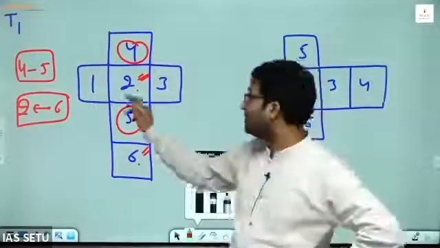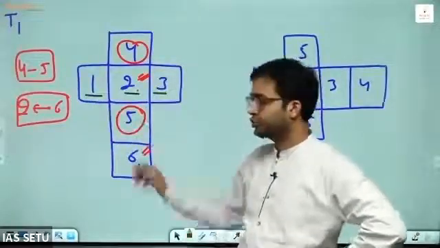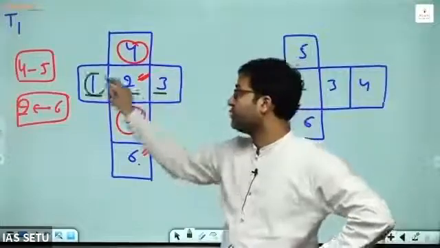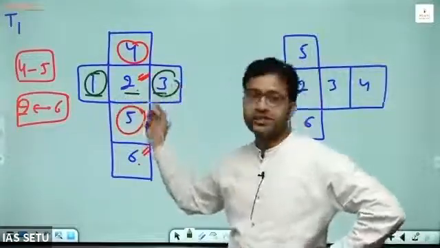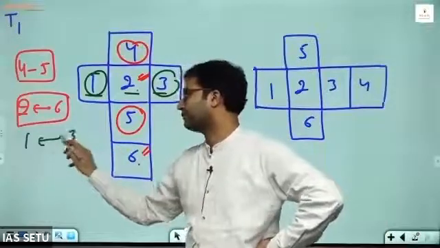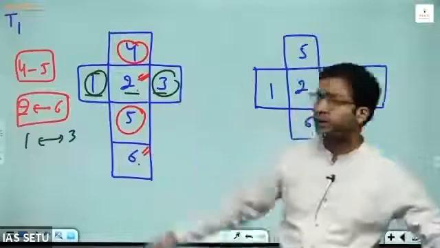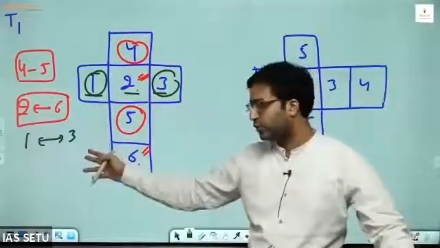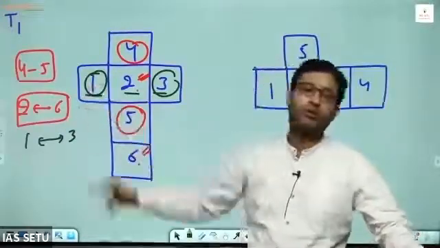Now here in this row 1, 2, 3, 2 is between 1 and 3. So 1 and 3 are also alternate. So 1 is opposite of 3. So without folding it, we get all 3 pairs. 1 opposite of 3, 2 opposite of 6, 4 opposite of 5.